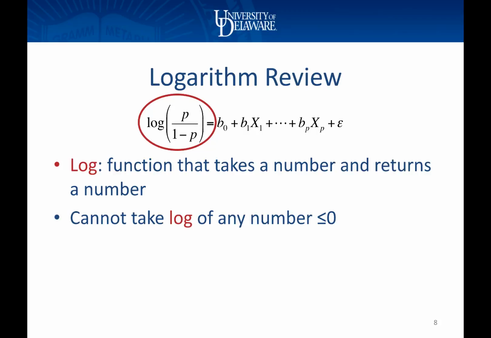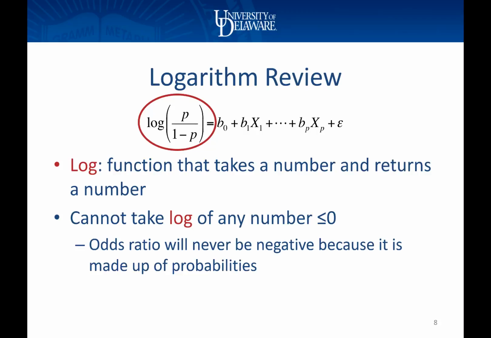You can't take the log of any number that's less than or equal to 0. But this is okay with us because we're taking the log of the odds ratio. And the odds ratio will never be negative because it's made up of probabilities. The probability of success is always going to be between 0 and 1, and the probability of failure is always going to be between 0 and 1. So a positive number divided by a positive number is always going to be a positive number.